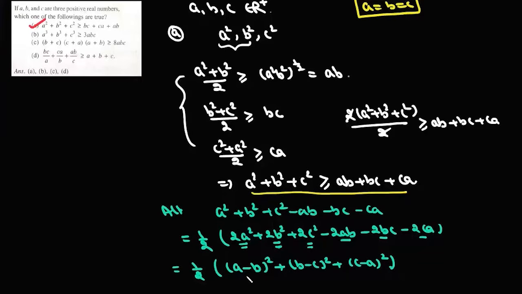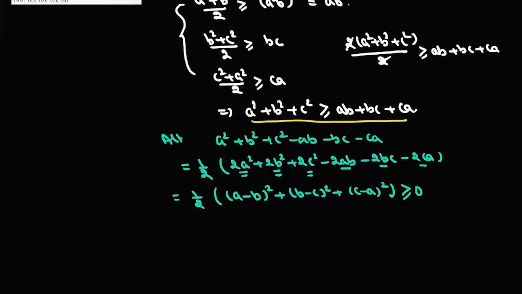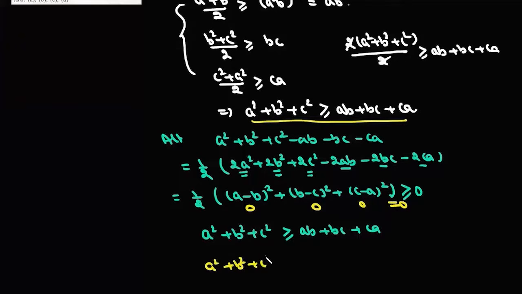Now we know that a sum of squares is always greater than or equal to 0. So from here again we can write a square plus b square plus c square is greater than or equal to ab plus bc plus ca, and we'll have the equality sign if each of the squares is 0. That means a square plus b square plus c square is equal to ab plus bc plus ca if a is equal to b and b is equal to c. So that's our option A.